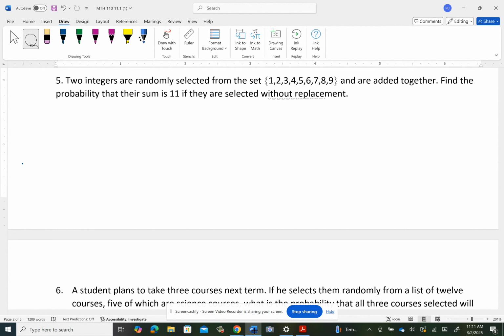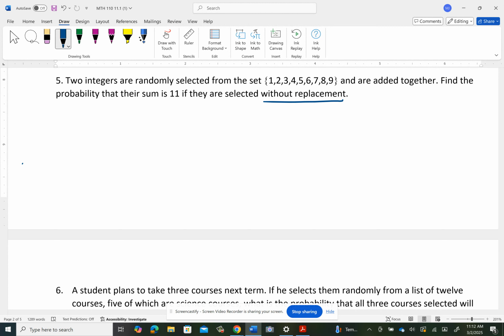So without replacement just means this. Think about those numbers being on little slips of paper in a bag. You're going to reach in and pick one. Whichever one you pick just stays out. So it's not being replaced, so it's not available to be selected the second time.